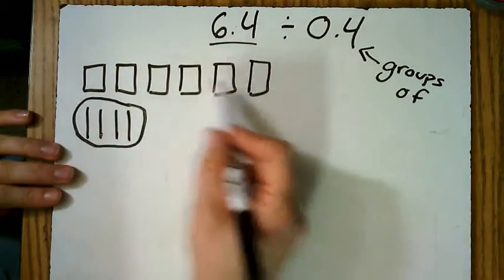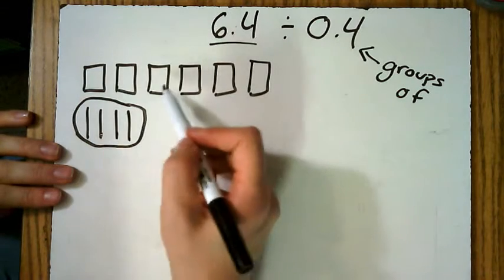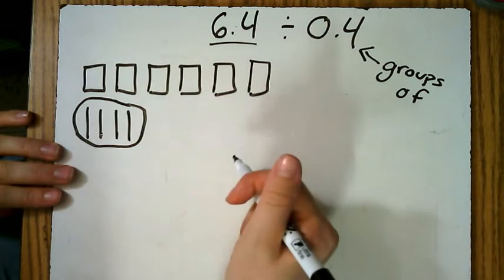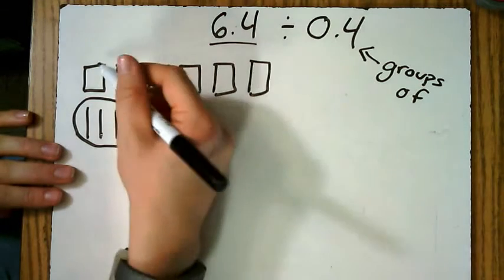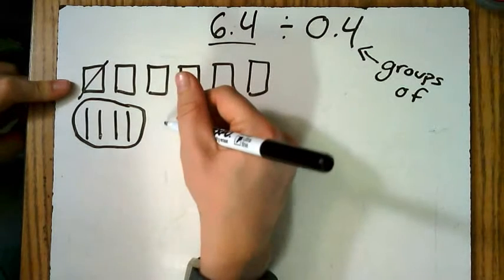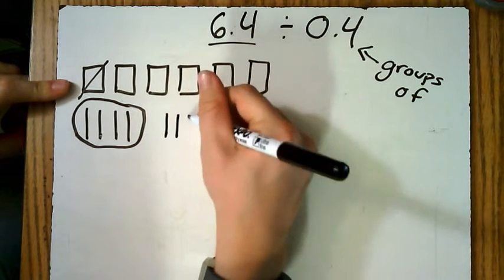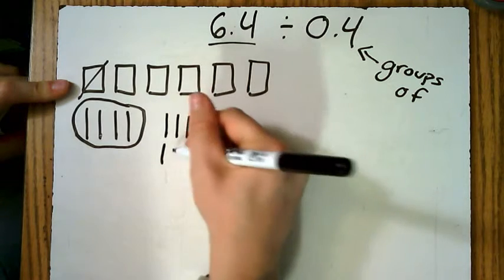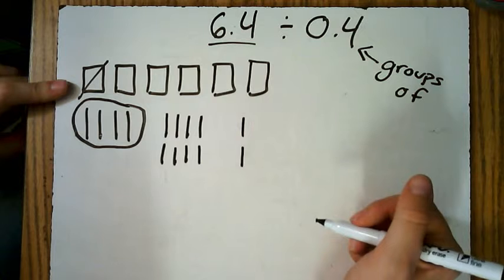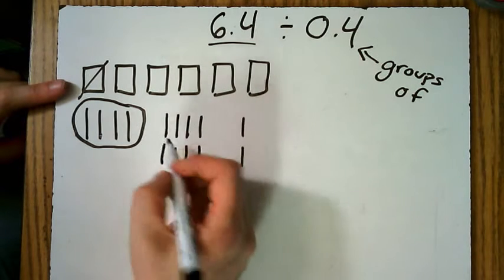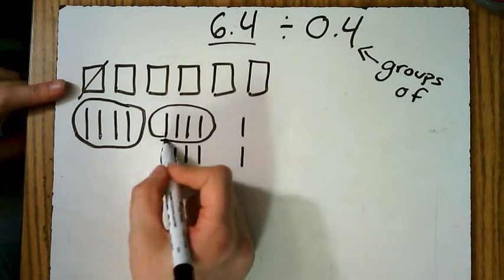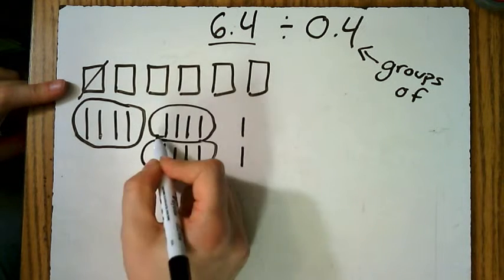However, I've got all these wholes here, and I really need to break them apart into tenths in order to find more groups. So I'm going to regroup my first one into 10 tenths. 1, 2, 3, 4, 5, 6, 7, 8, 9, 10. I divided it in that way so that I can go ahead and circle some more groups, because that is a group of 4 and this is a group of 4.